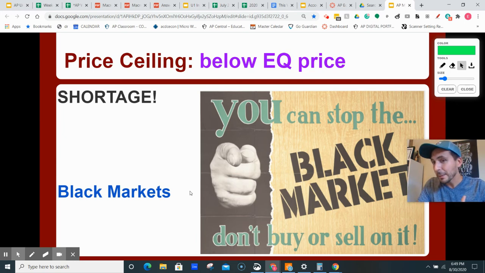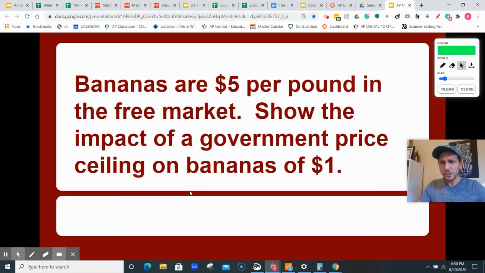Okay? So black markets arise out of persistent shortages caused by price ceilings. Let's try one out. So bananas are $5 a pound in the free market. So the impact of government price ceiling on bananas of $1. All right, let's try this out.